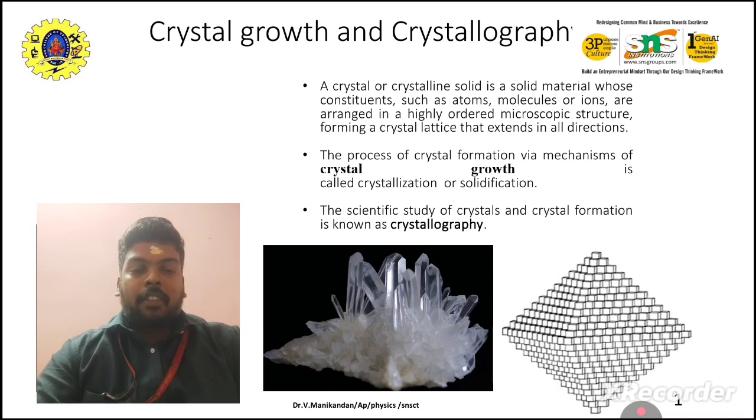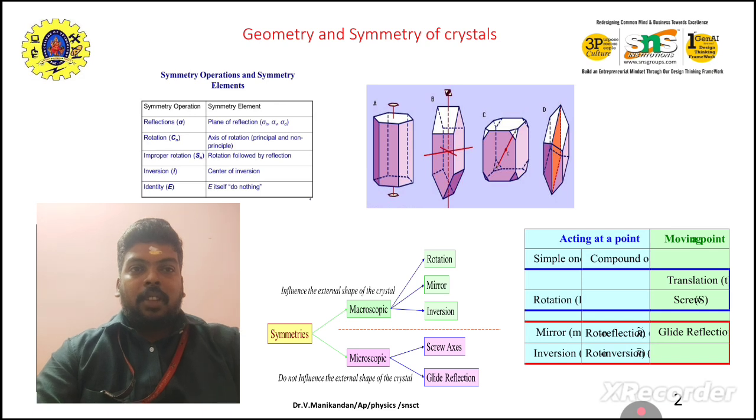Next is crystallography. Crystallography is the scientific study of crystal physics, that is, of atoms and molecules arranged in different manners. Mathematically we have to identify the positions of the atoms and molecules using crystallographic methods. First, we have to know the geometry and symmetry of the crystals. This is the base. Crystals are made up of atoms and molecules.